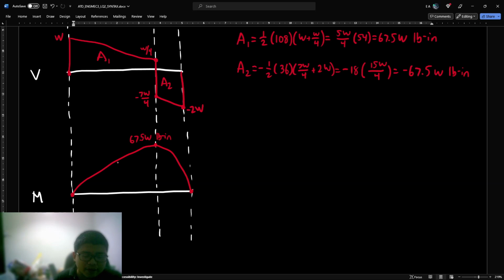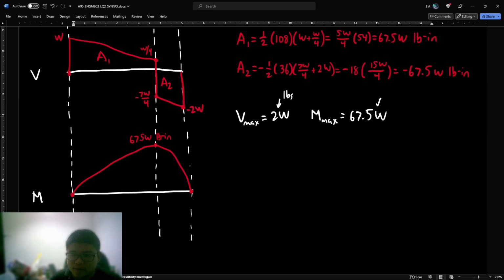These are second degree polynomials, by the way. So we have V max equal to 2W and M max equal to 67.5 W. This is in pounds and this is in pound inches. So how are we going to get the value of W?